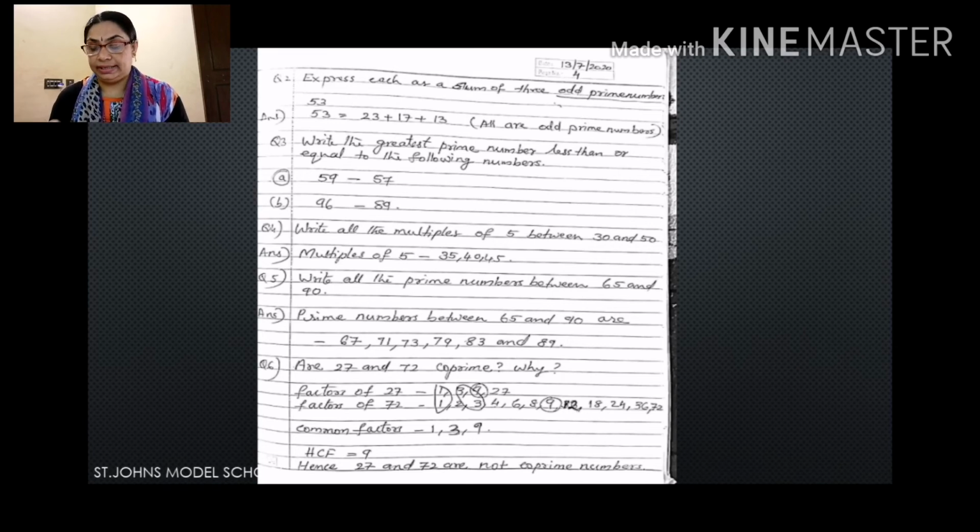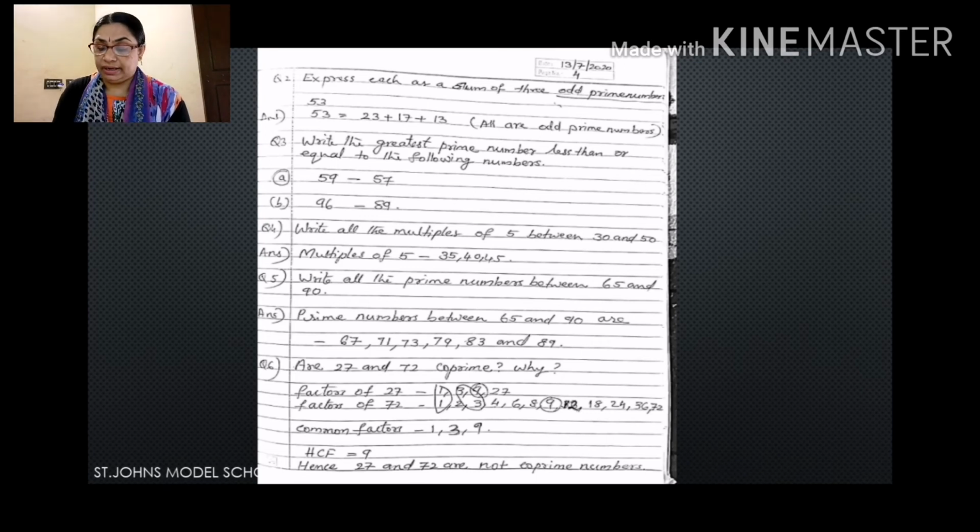Okay. Now next question, are 27 and 72 co-prime? We have to say whether these two numbers 27 and 72 are co-prime. To be co-prime, what you have to find out? We have to find out if their common factor is 1 only. If two numbers have common factor as 1, then only they are called co-prime numbers.